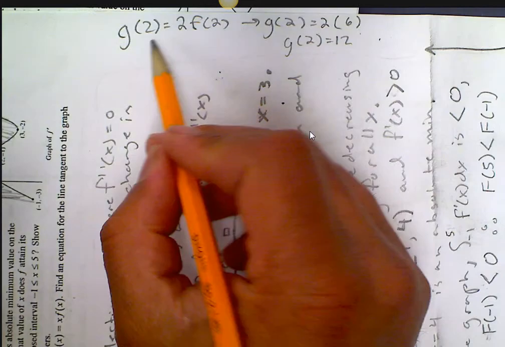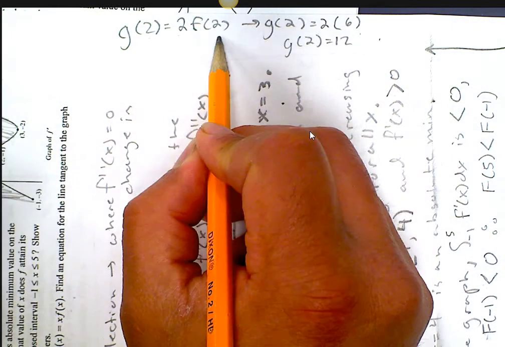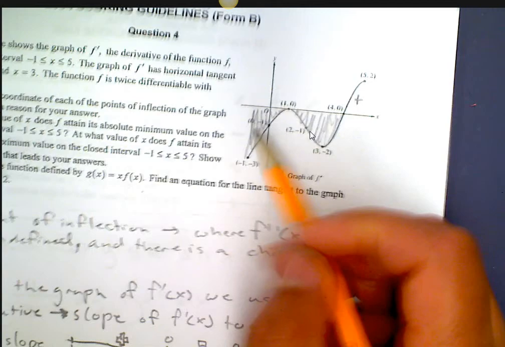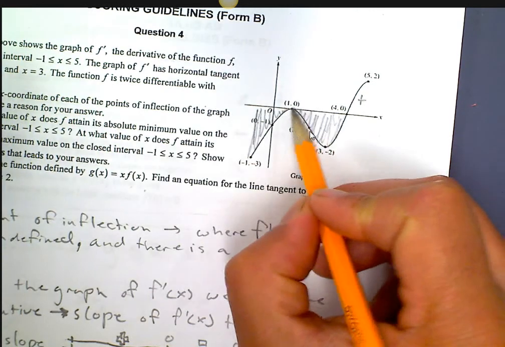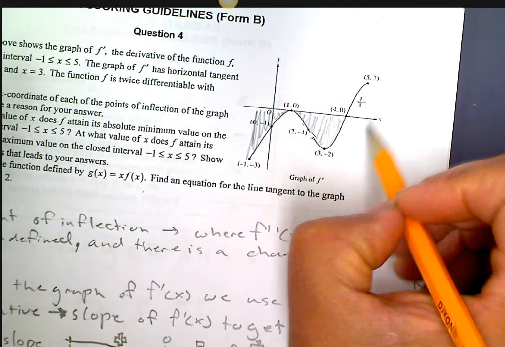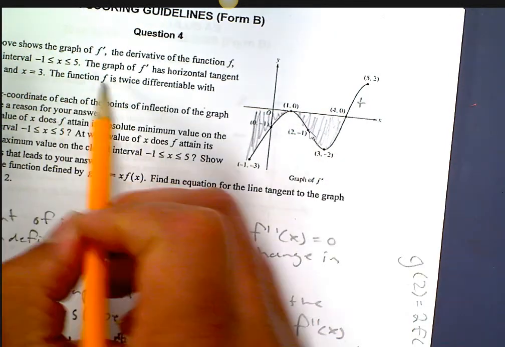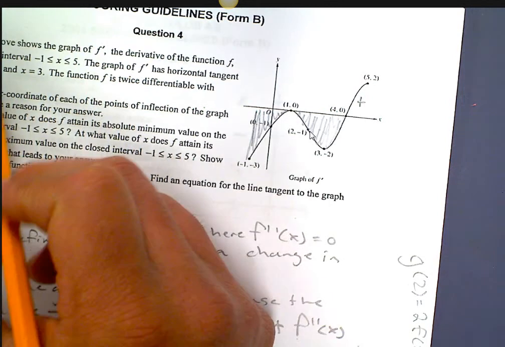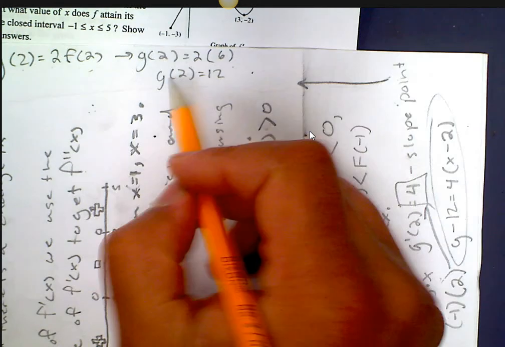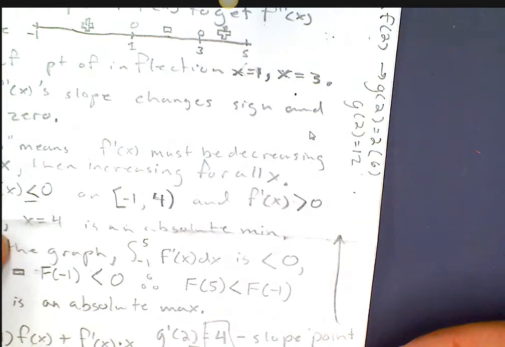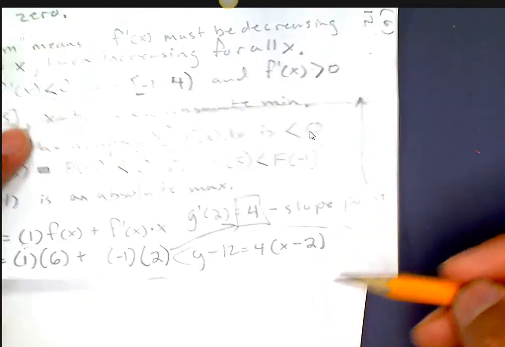G of 2 is 2 times f of 2. Well, what's f of 2? F of 2 is, where is it? This is f prime, right? So f of 2, where does it say? It said it up here, right here. Oh, you can't see it, sorry. F of 2 equals 6. Okay? So bam, 2 times 6 is 12. So the y value is 12. The x value is 2. Point slope form looks like this.